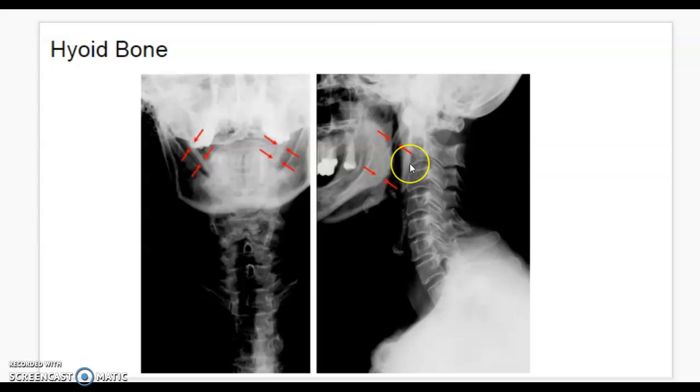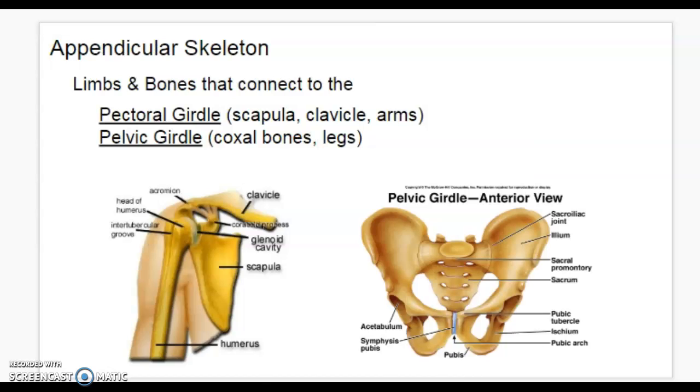So there's a picture of your hyoid bone. Like I said, it's right underneath your jawline. Your appendicular skeleton are your limbs, but they're also the bones that connect the limbs to the axial skeleton. So you have your pectoral girdle, which is your scapula, your clavicle right here, which is your collarbone, and your arms, and then your pelvic girdle, which are your coxal bones, which are your hips, and then your legs. And this right here is your coxa, which is still part of your axial skeleton.